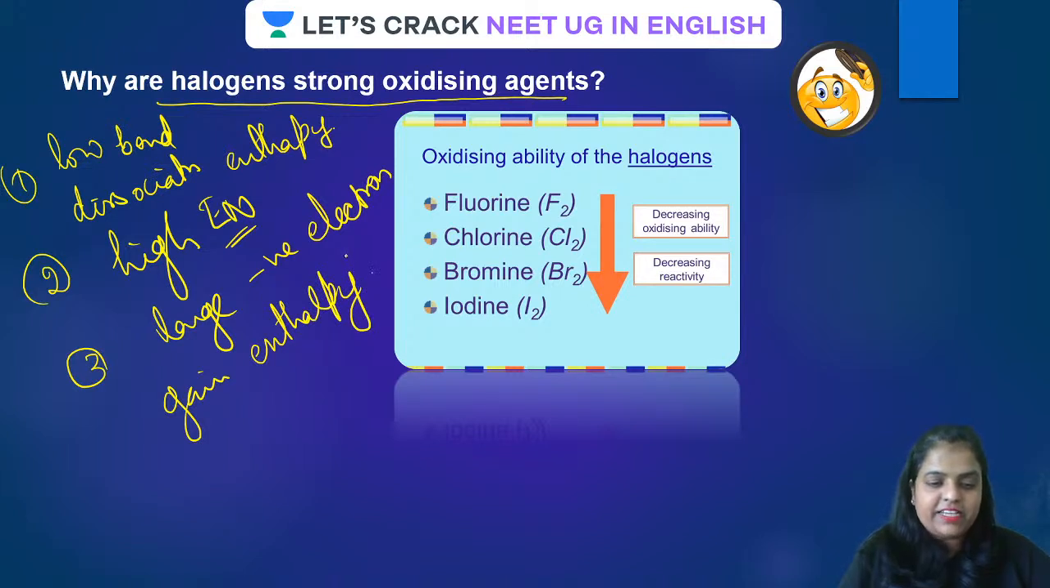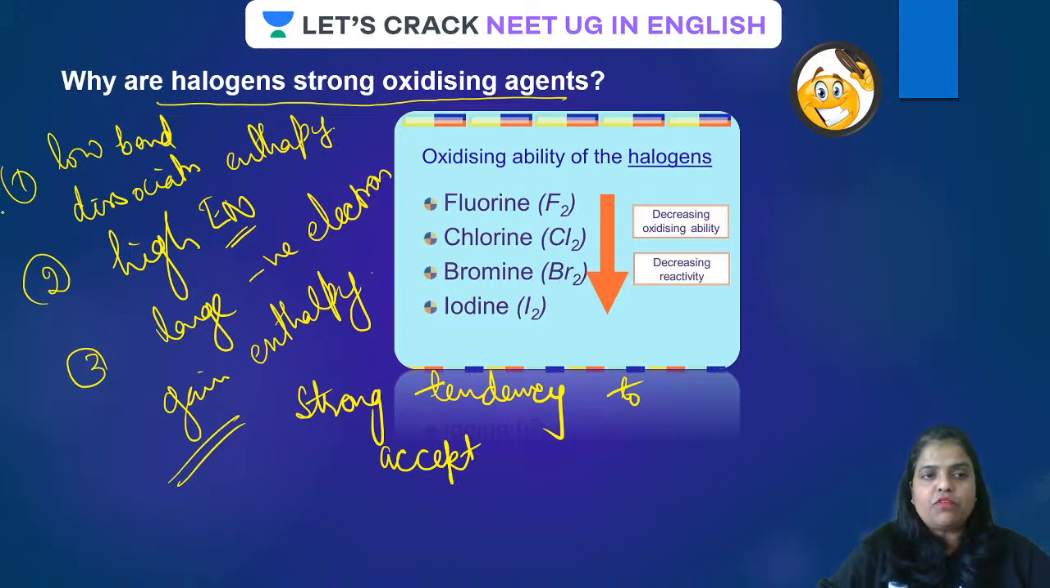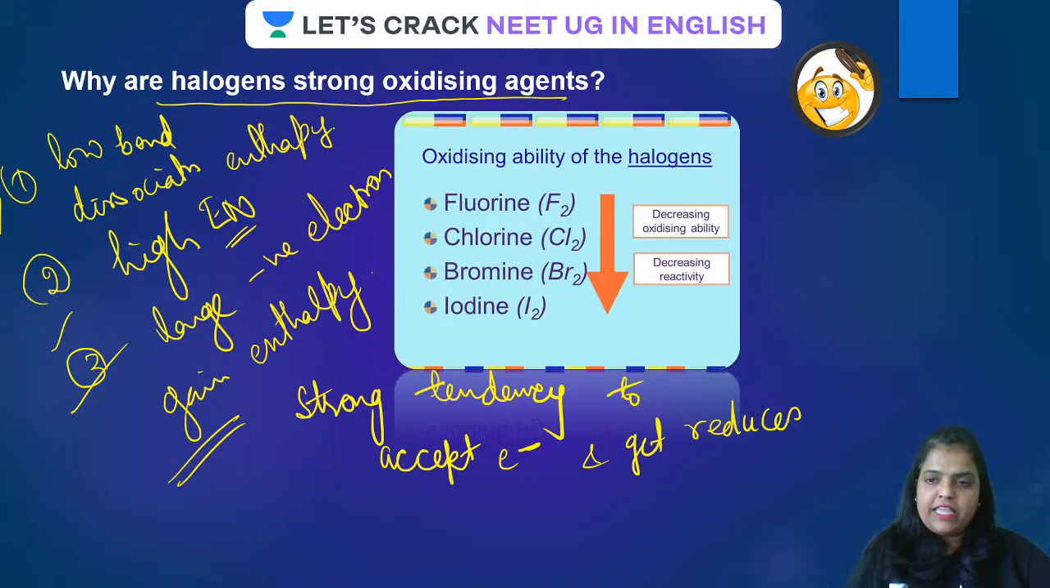Is that clear, guys? They have a strong tendency to accept, very important one. Because of all these three, guys, they have a strong tendency to accept electrons and get reduced, and that is the reason the oxidizing ability of halogens is maximum, guys. Is that clear? It is maximum.